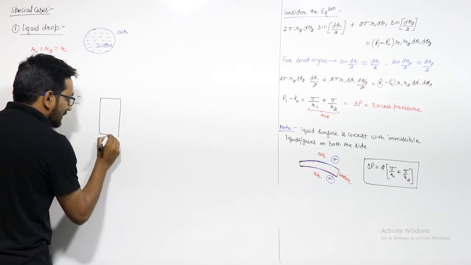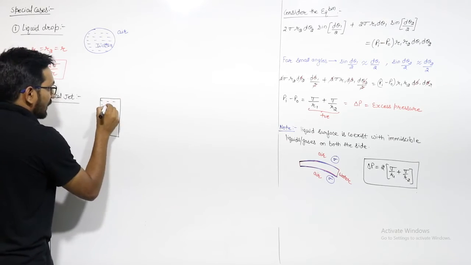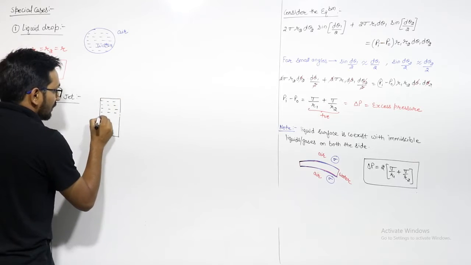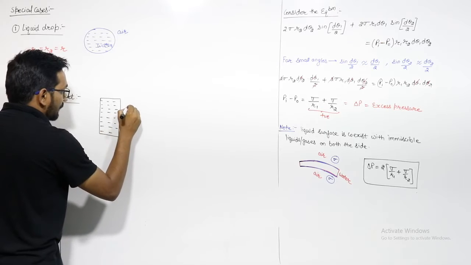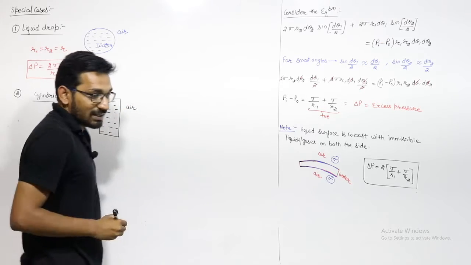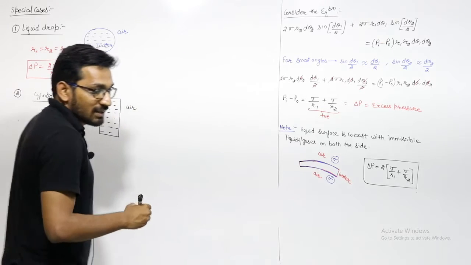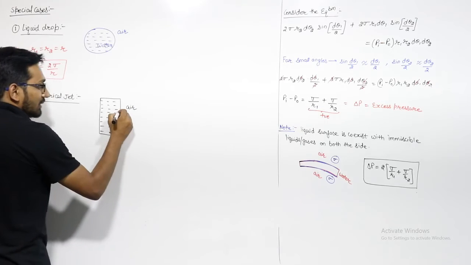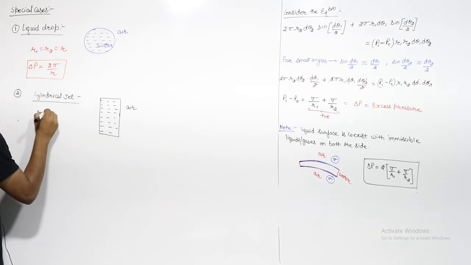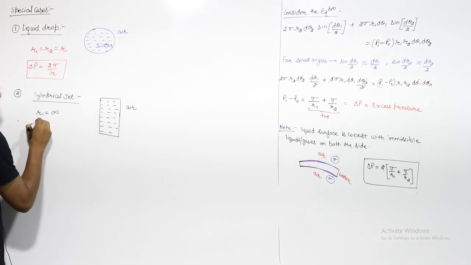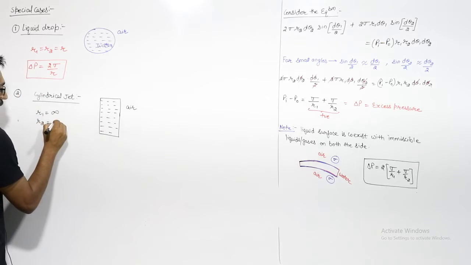This is a cylindrical jet. Here the liquid, water, is there, and outside we have some atmospheric air. This is the cylindrical jet. So in this case, we can see that in the cylindrical jet, R1 will be equal to infinity and R2 will be equal to R.